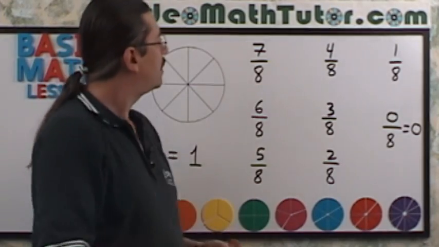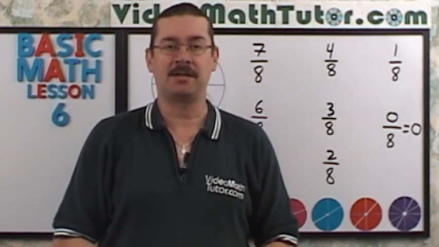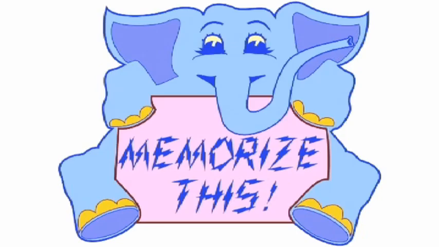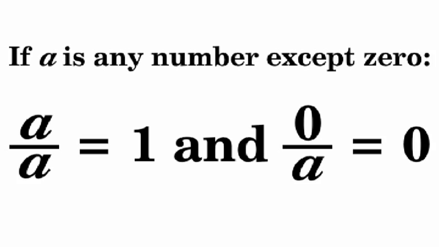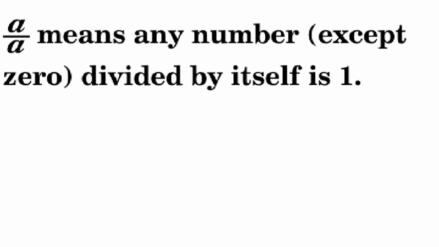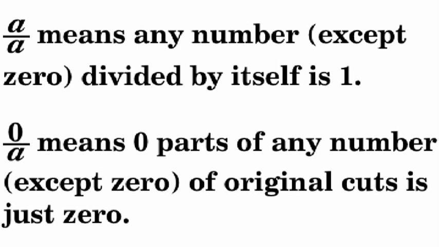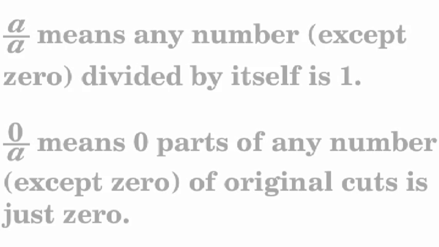And this brings about some more definitions. So let's take a look at some other stuff. If a is any number except 0, a divided by a equals 1, and 0 divided by a equals 0. A over a means any number except 0 divided by itself is 1. 0 over a means 0 parts of any number except 0 of original cuts is just 0.